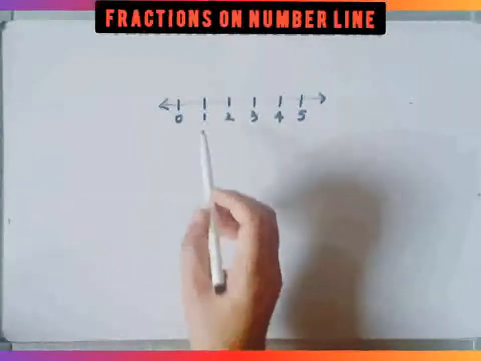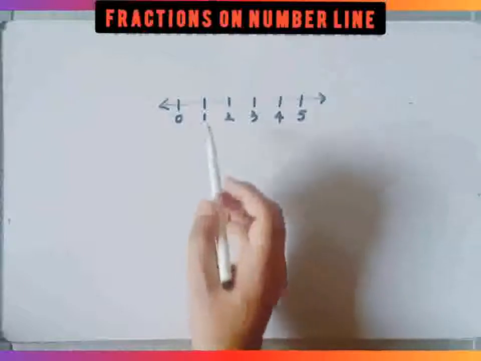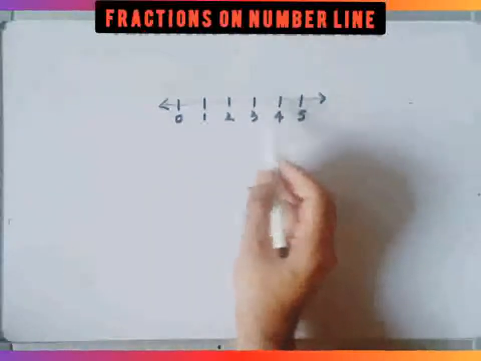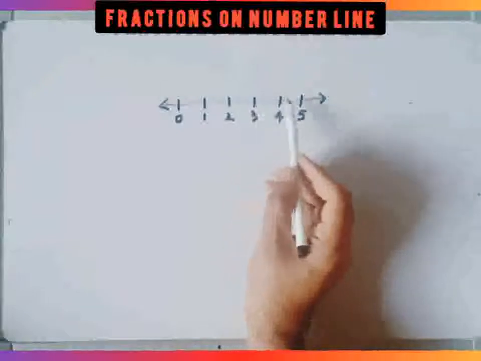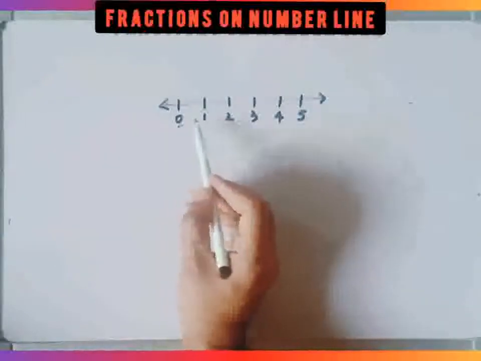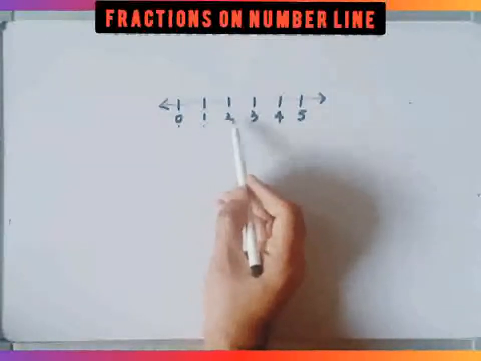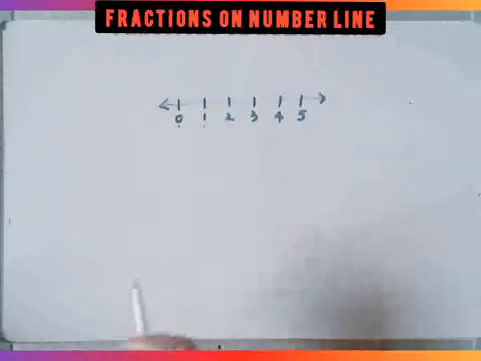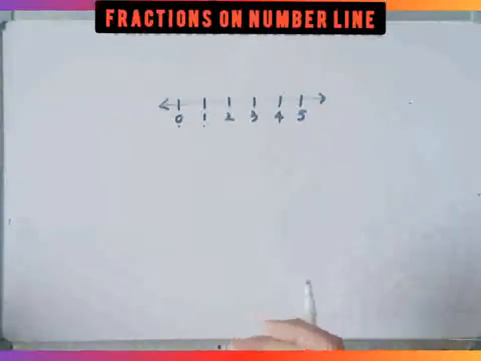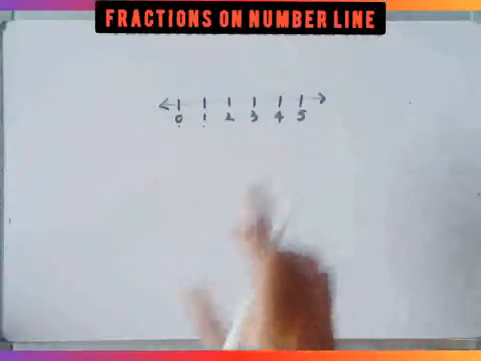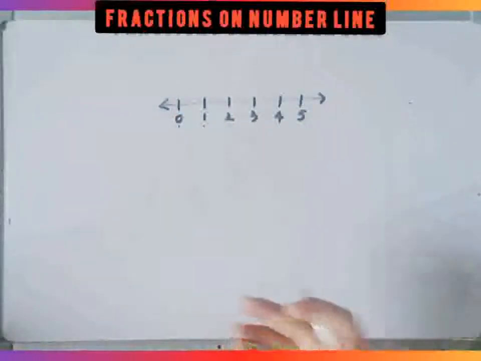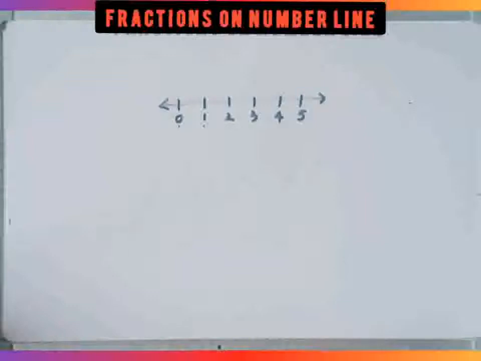But we have to take into consideration that whenever we divide a number line, we have to divide it into equal parts. The distance between whole number 0 and whole number 1 must be equal to the distance between whole number 1 and 2, and so on. Now the question is, how can we represent fractions on a number line?